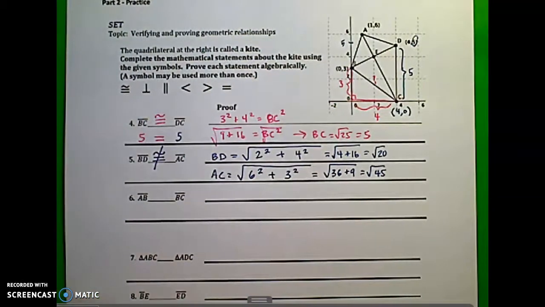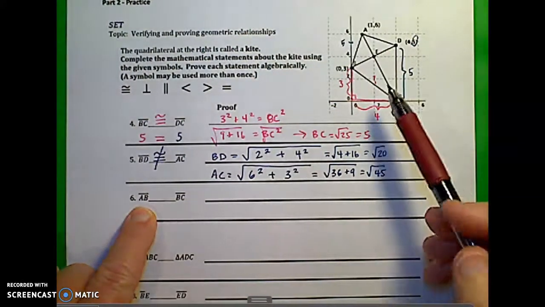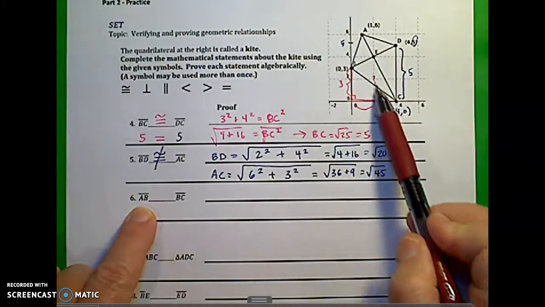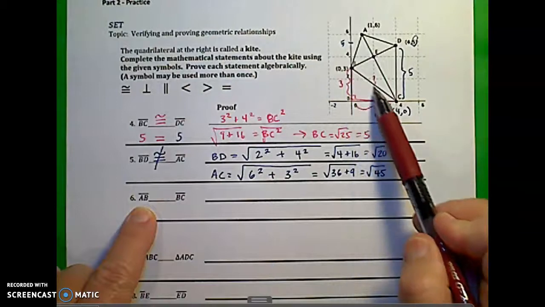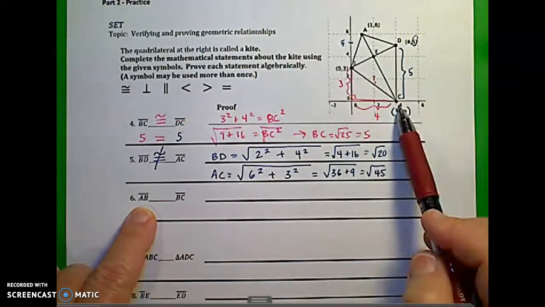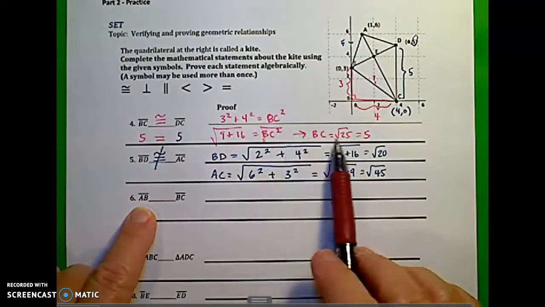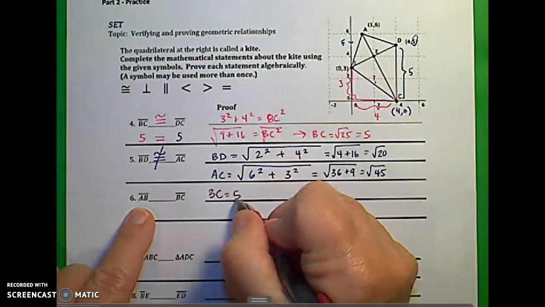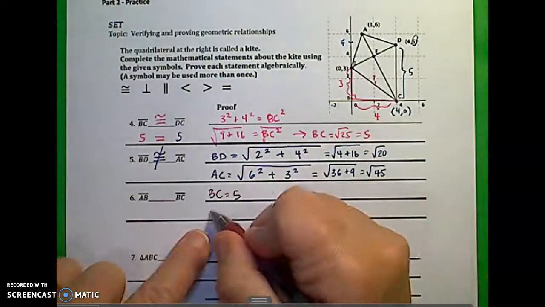Okay, the next one is to compare the AB to BC. AB is here. BC is down here. Again, this is not something we're trying to compare slope on. Let's just look at the lengths. The length of BC we already have. We don't need to show that work again. BC is equal to 5. We already know that. And I need to calculate AB.